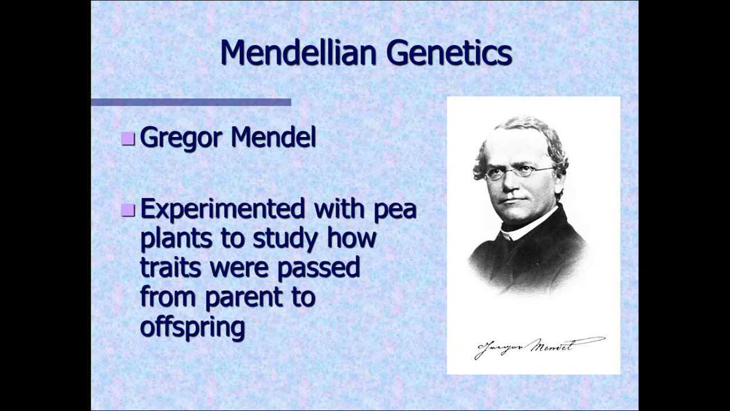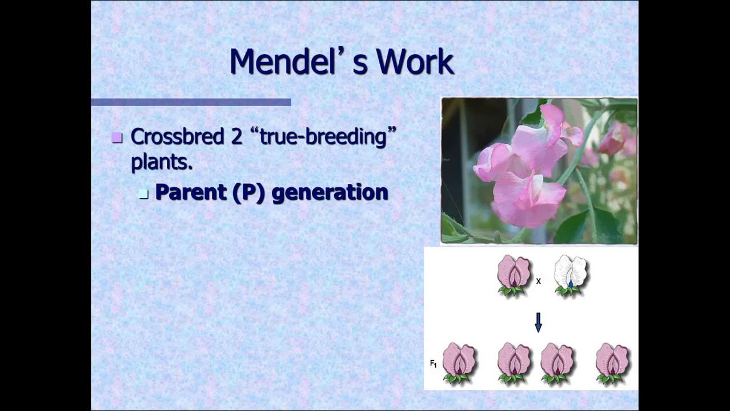We're going to start our study of genetics with the work of Gregor Mendel. Mendel was a monk who worked in the monastery's gardens. He experimented with sweet pea plants to determine how the trait of color was passed from one plant to another. Mendel began his work studying the color of the flowers. He had purple and white flowers to work with.